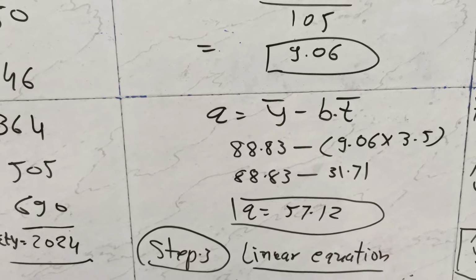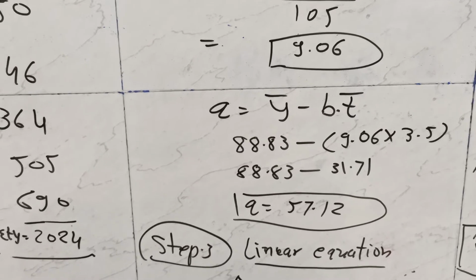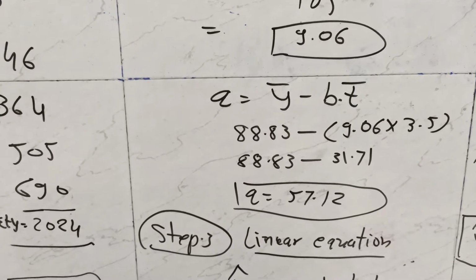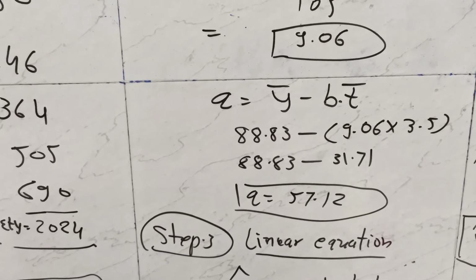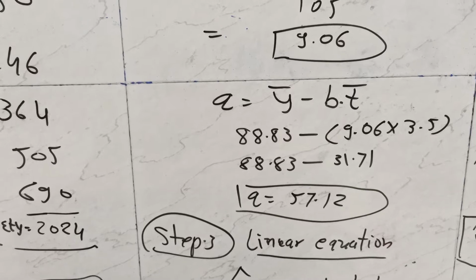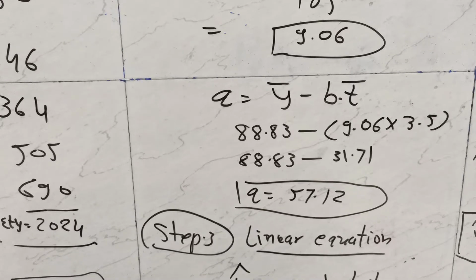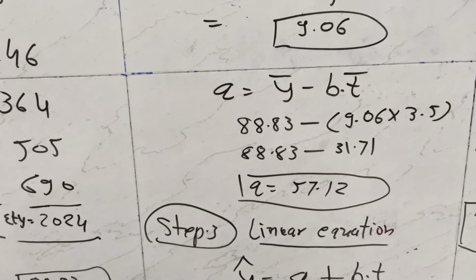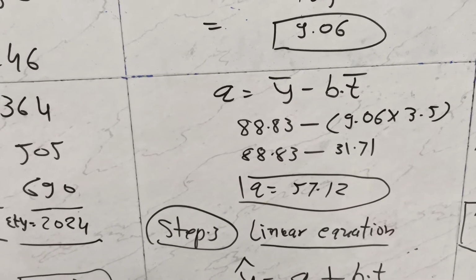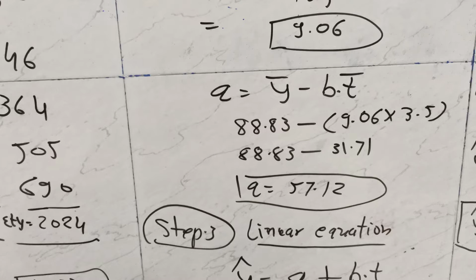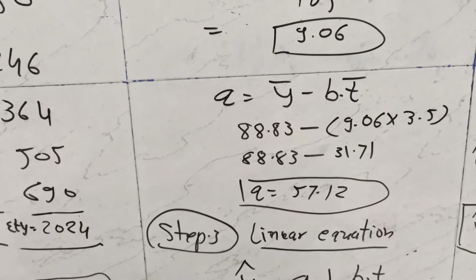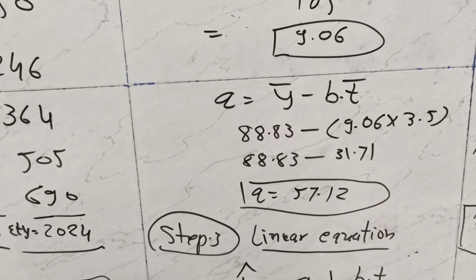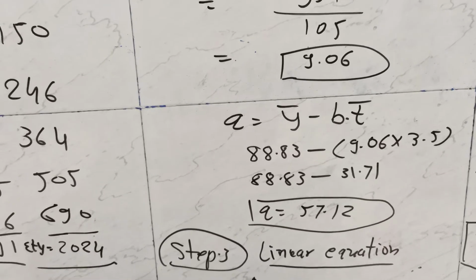So put the value of y bar, it is 88.83 minus, in brackets, value of b 9.06 into value of t bar 3.5. Multiplication of 9.06 and 3.5 is 31.71. So now 88.83 minus 31.71, the value of a is found. A is equal to 57.12, after finding the values of b and a.